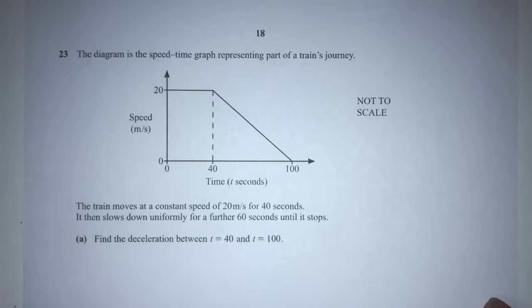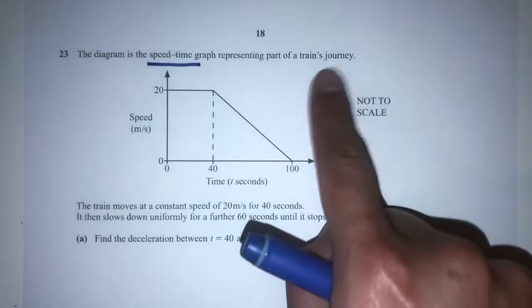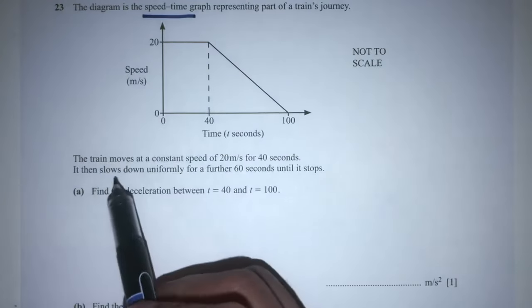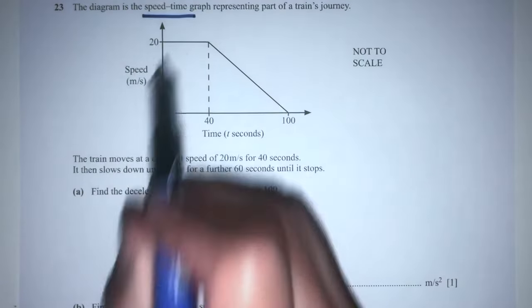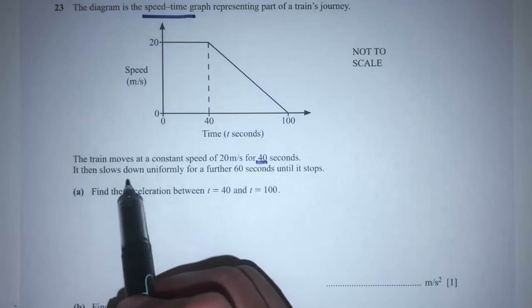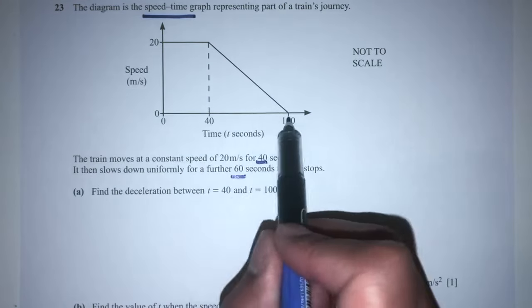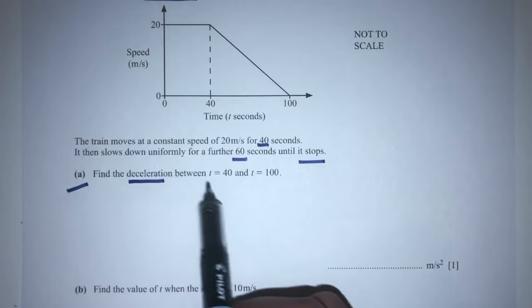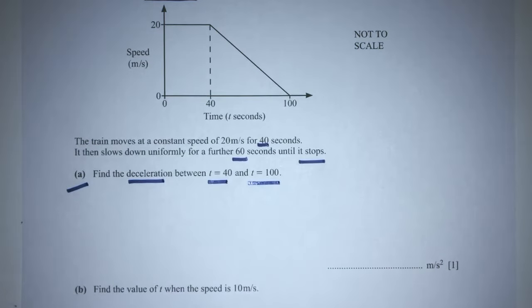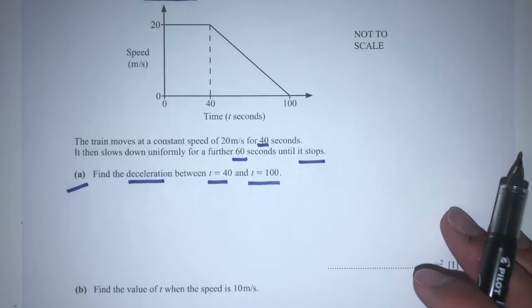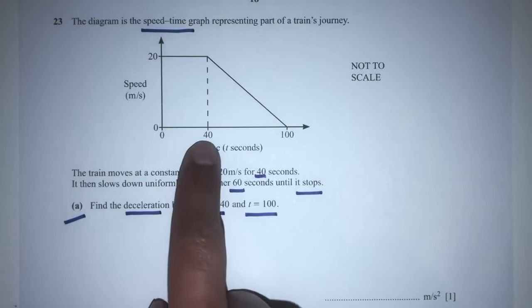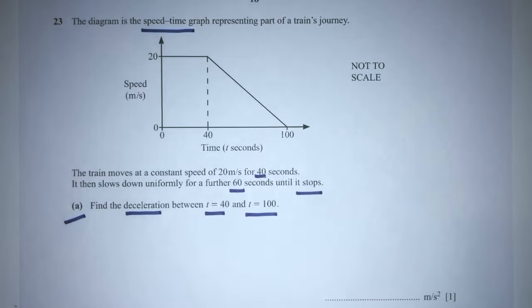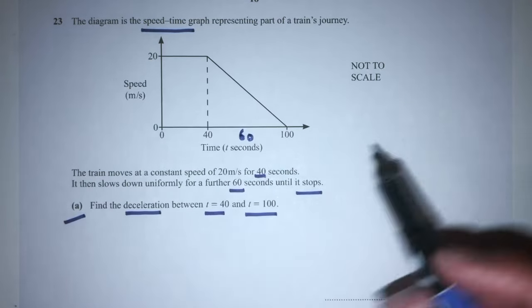Now let's move on to question number 23. The diagram is a speed time graph of a train's journey. The train moves at a constant speed of 20 for 40 seconds, and then it slows down for 60 seconds until it stops. Now part 1: find the deceleration between time equal to 40 and time equal to 100. There are many ways to find this. The way I like to do this is by using the triangle method. For example here, 40 to 100, the base is 60, and the height is what?